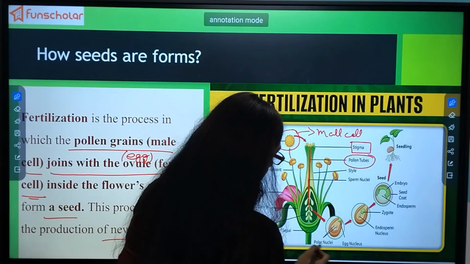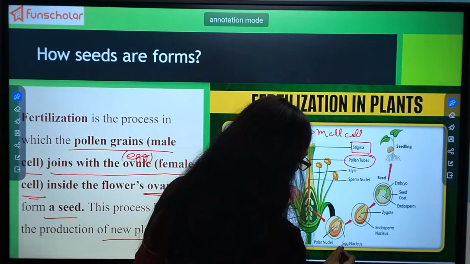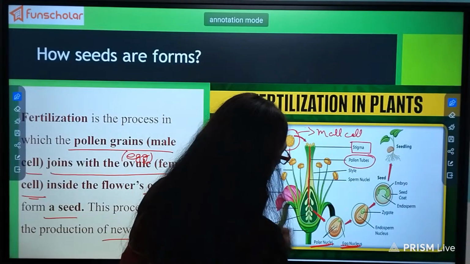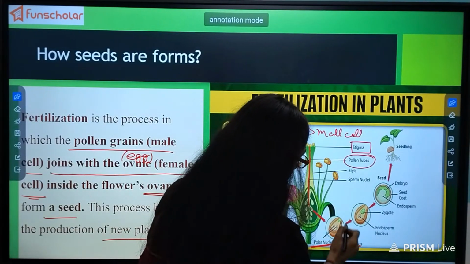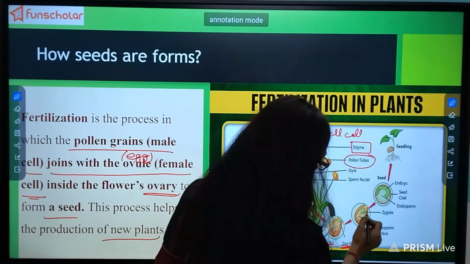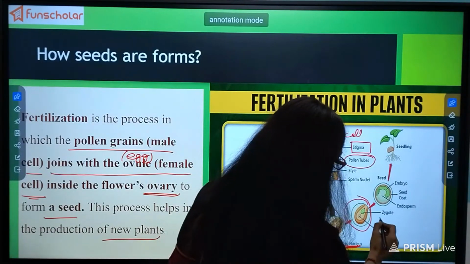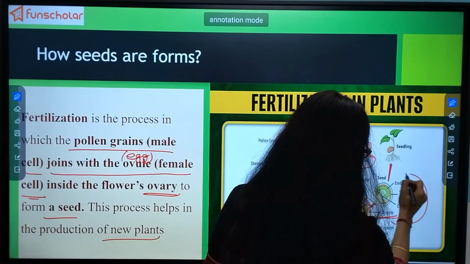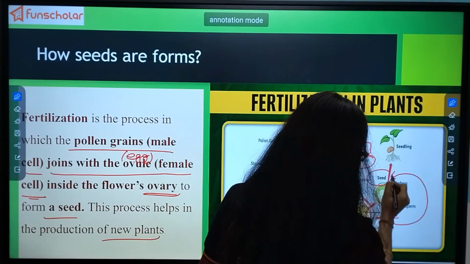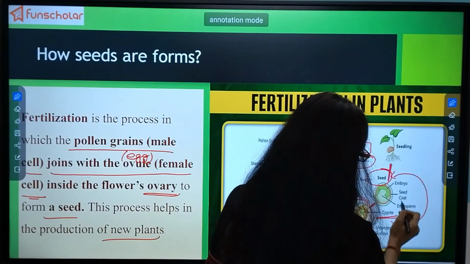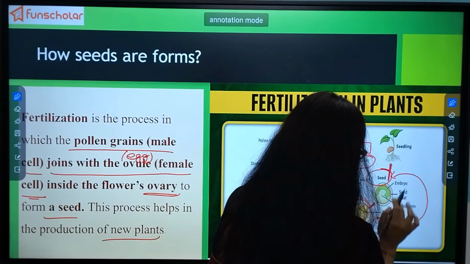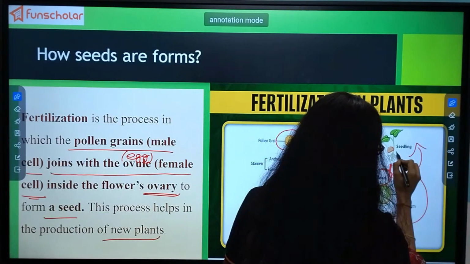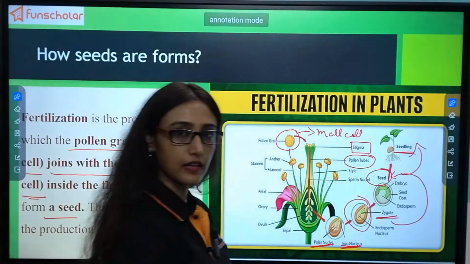What happens? See, it has egg nucleus. I mean, it has egg and it has male cell. So those two fuse together, okay, and form what? Zygote. And after that, it forms seed, right? The seed has everything: seed coat, embryo and cotyledon. And if the seed gets proper condition, then it forms the seedling.